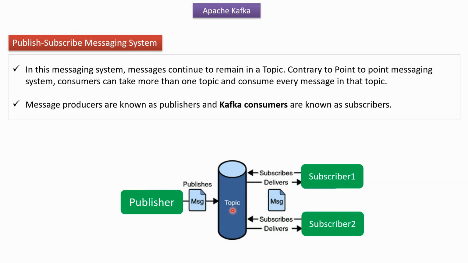In the publish-subscribe messaging system, the messages remain in a topic, and unlike the point-to-point messaging system, consumers can take more than one topic and consume every message in that topic. Message producers are known as publishers, and Kafka consumers are known as subscribers.